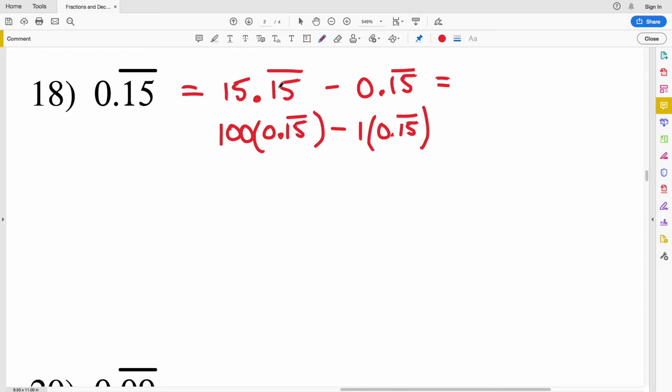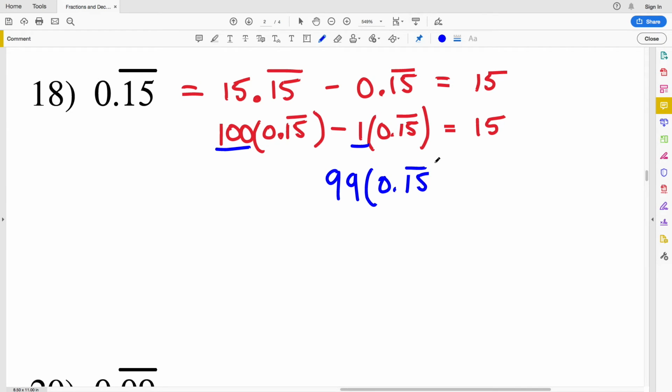And look, 15.15 repeating minus 0.15 repeating, well, if we're taking off that repeated stuff, will be equal to 15. So 100 times 0.15 repeating minus 1 of 0.15 repeating will also equal 15. Think, if I have 100 apples and I'm taking away 1 apple, I'm left with 99 apples. So if I have 100 of my repeated decimal and I'm subtracting 1 of my repeated decimal, I'm left with 99 of that repeated decimal.